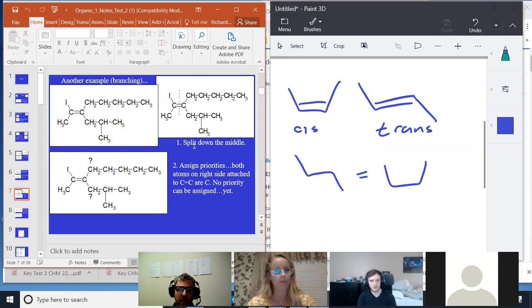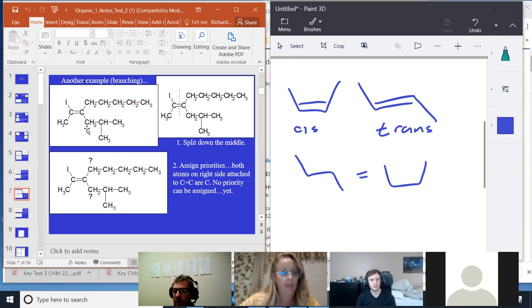Now, the other thing we need to consider here is branching. Branching is a bit more difficult than what we've just been talking about. Branching has to do with when we've got more than one C coming off a C somewhere on one of the side chains that's connected to the double bond. So the way that we work the branching is that we've got C, C, no winner. Then we've got C, C, no winner. Then you can see that this C is connected to a C and this C is connected to a C. So there's no winner there. But this C is connected to a CH3 while this C is connected to an H. So there is a winner here on the branching.